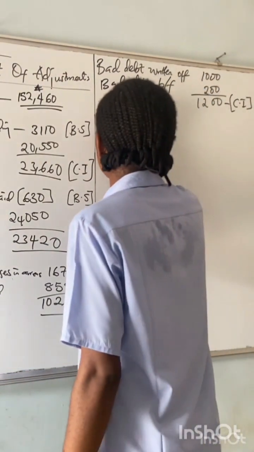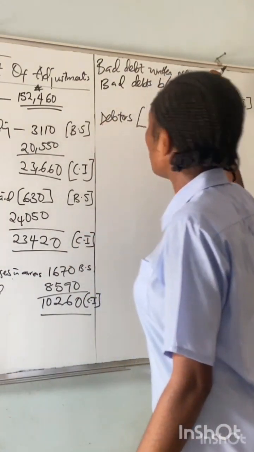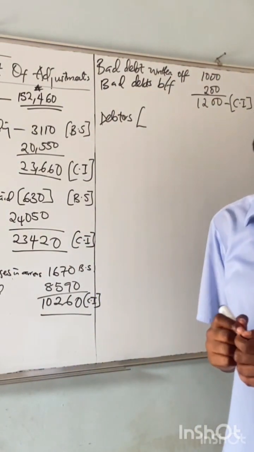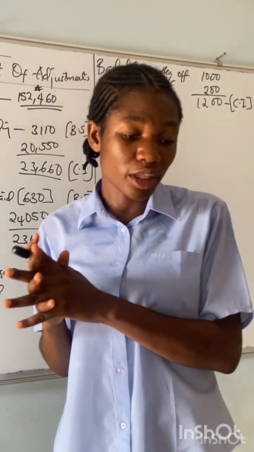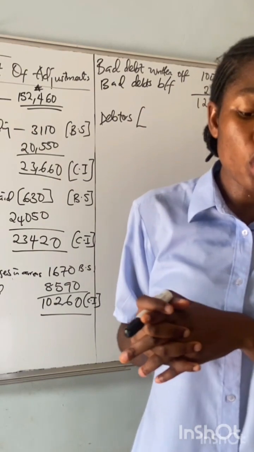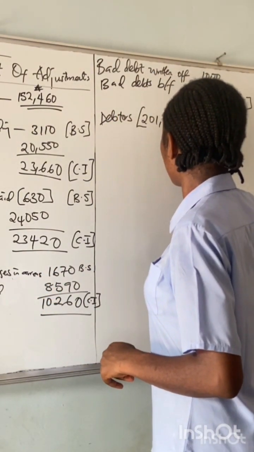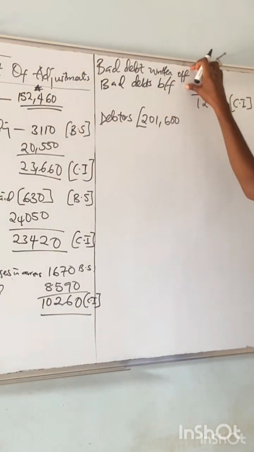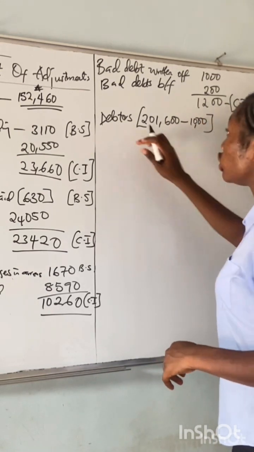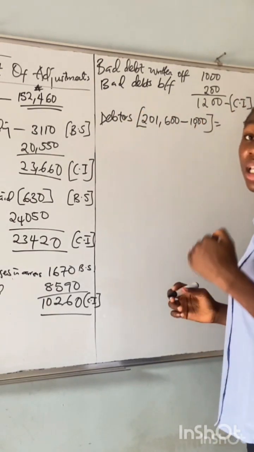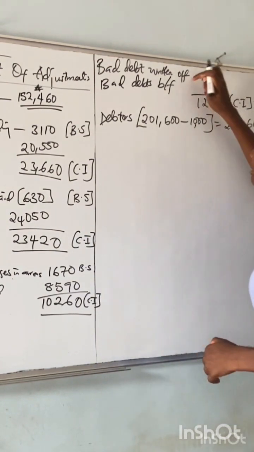So we'll be checking the debtors value, and then we'll be reducing 1,000 naira. From our trial balance, our debtors is our receivables, the same thing. So our trade receivables in our trial balance, we have 201,600 naira. And then because of this bad debt that was written off, we'll be lessing 1,000 naira. So our new debtors value when we get to our balance sheet will be 200,600 because of this bad debt that was written off.